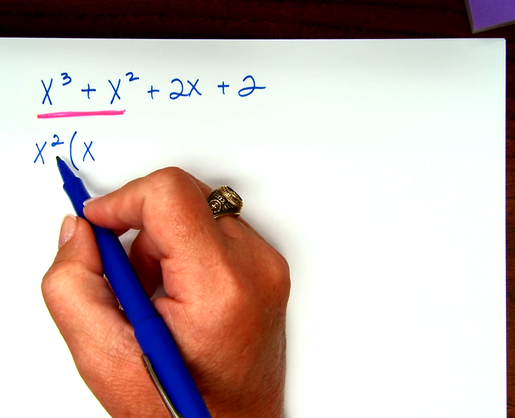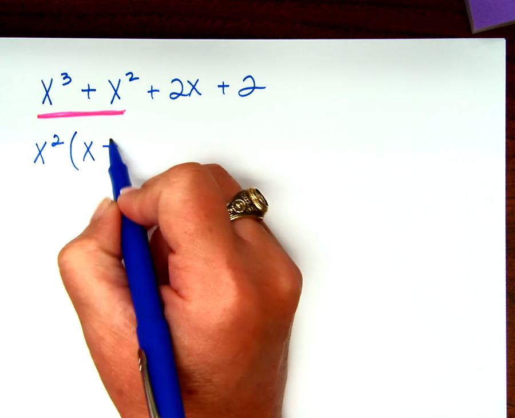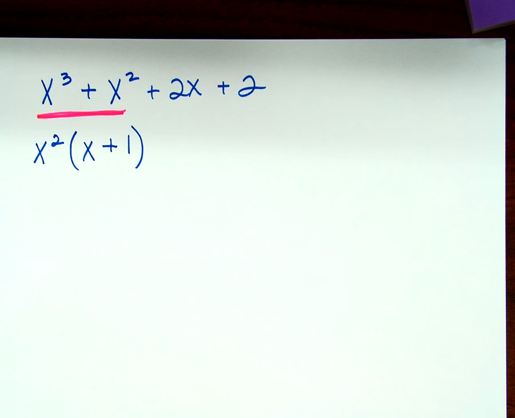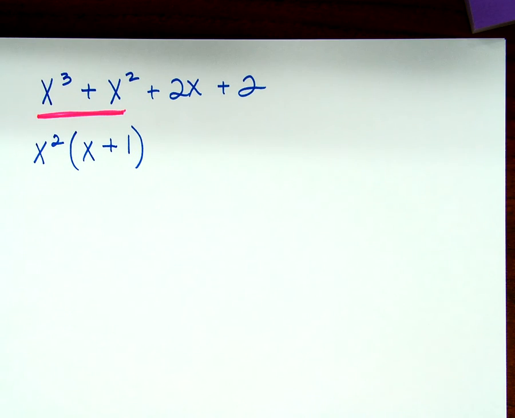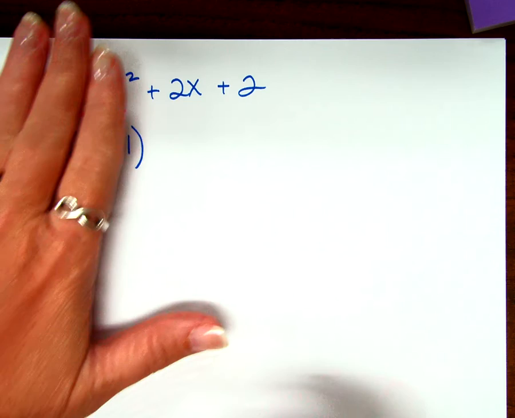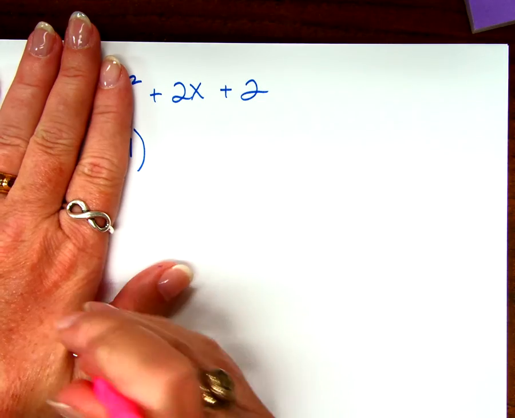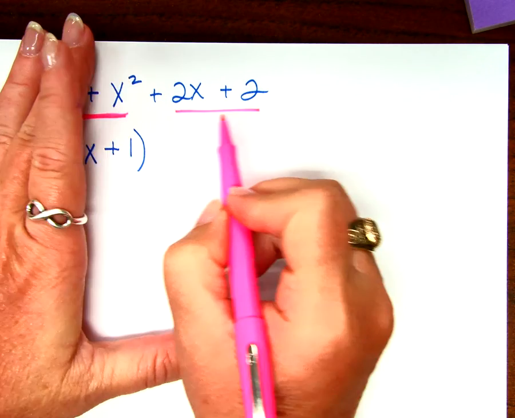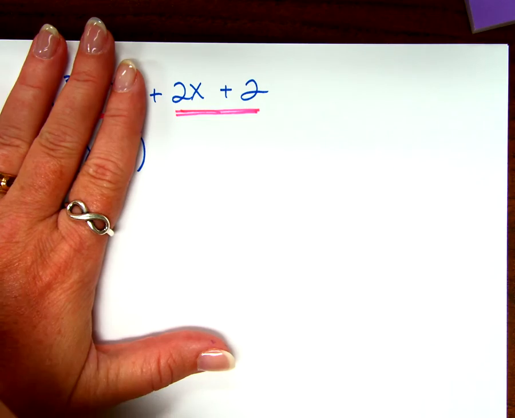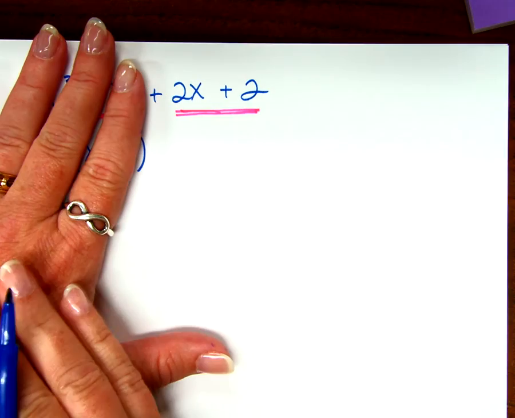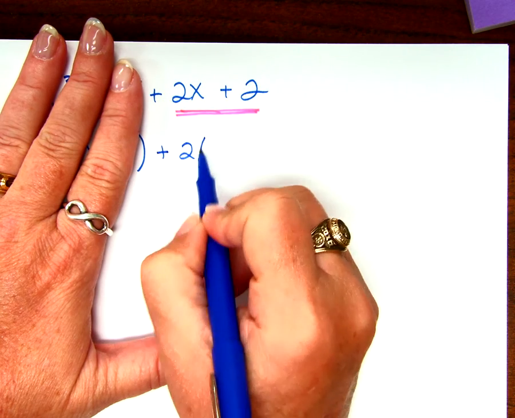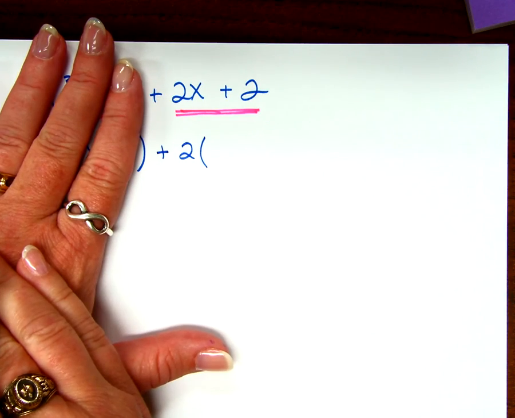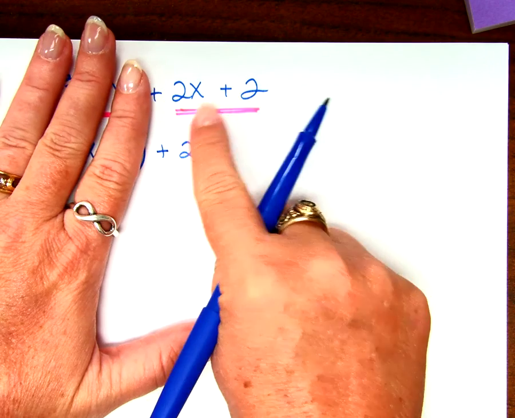What if I divide x squared by x? What's left? 1, because anything divided by itself is 1, right? It's not just gone. It doesn't disappear. I'm dividing it by itself, so that's a 1, right? Then what if I just ignored those two and just looked at the last two terms? Do these two terms have a greatest common factor? What is it? 2.